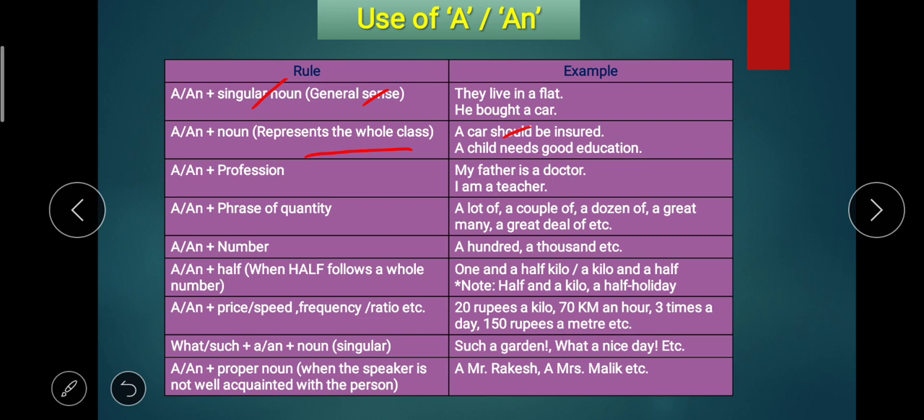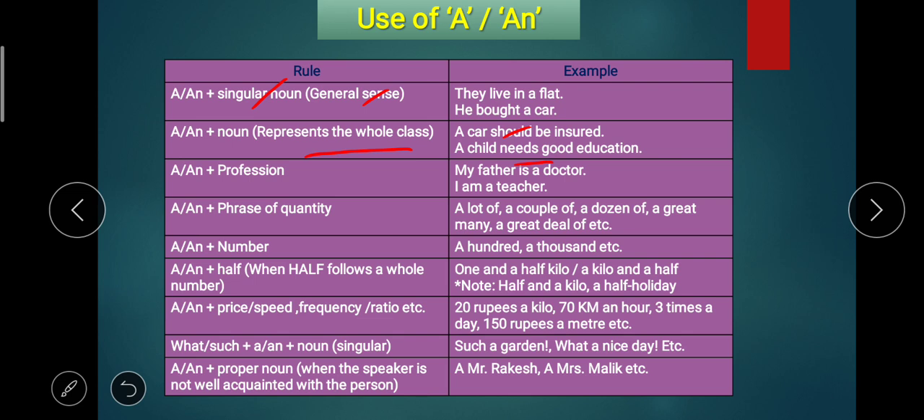Next one is, a child needs good education. It doesn't mean that only one child needs good education. It means all the children in this world need good education. So when we use a or an before a particular noun, any noun you can say, that represents the whole class of that type.